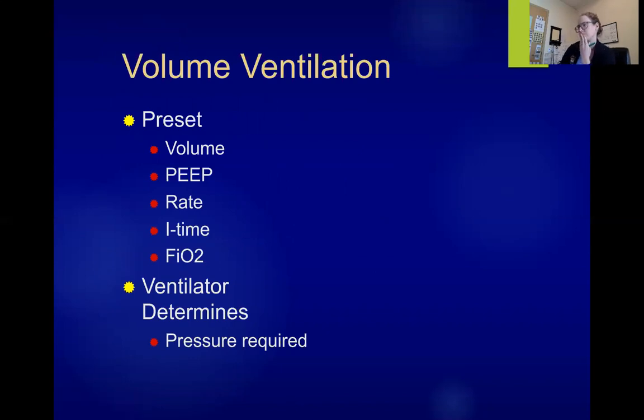Okay, so volume ventilation, which could be set in either assist control or SIMV, you're going to preset your volume, your PEEP, your rate, your I time, and your FiO2. The ventilator is going to determine the pressure required in order to get to those preset volumes.